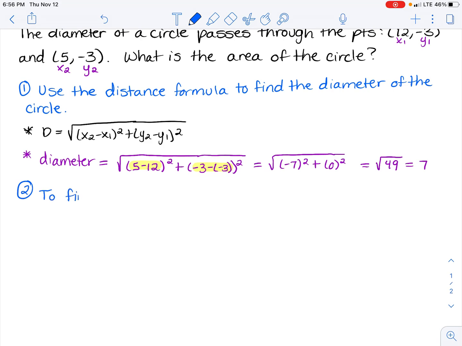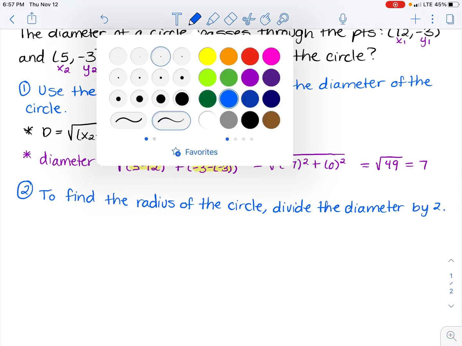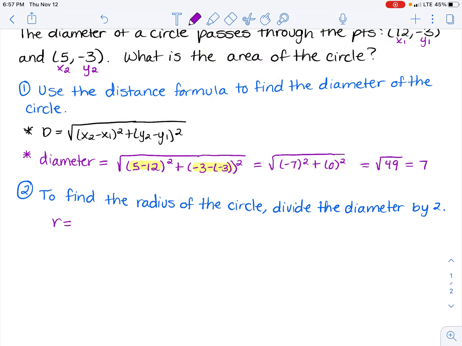So to find the radius of the circle, divide the diameter by 2. And so we have that the radius is equal to the diameter divided by 2, which is equal to, in this case, 7/2, since we said that the diameter was 7.